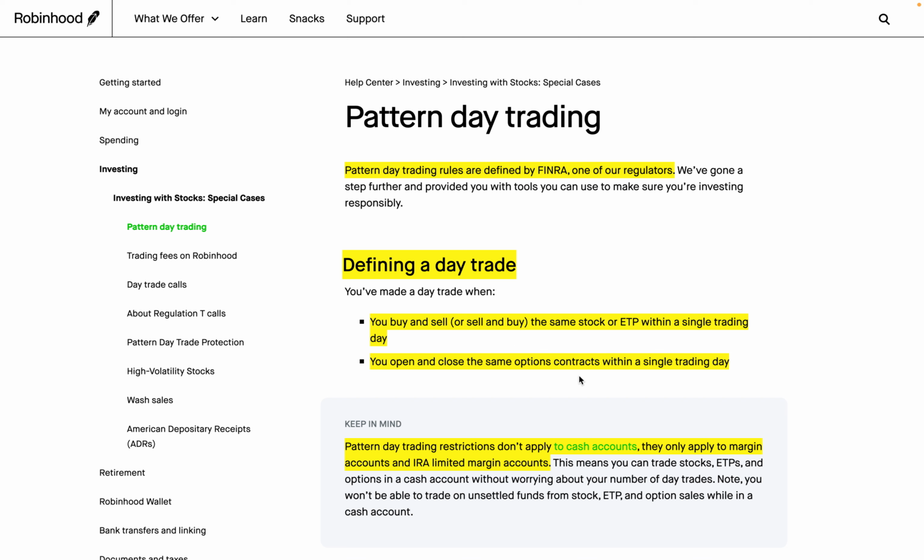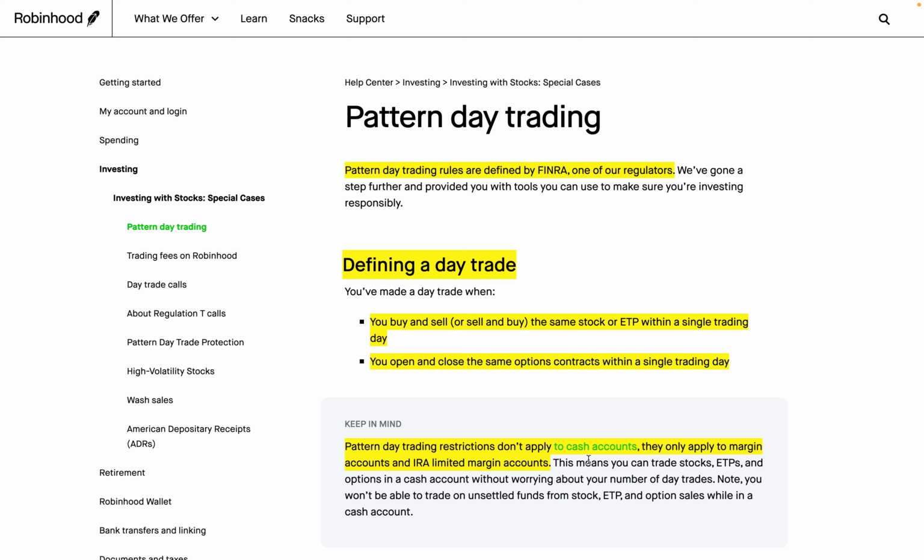Now, let me say this right away: PDT, the pattern day trading rules, don't apply to cash accounts. The biggest issue I see with using a cash account is that you don't have access to level 3 options. That's why a lot of people don't switch over to cash accounts. You don't have access to level 3 option strategies, so that would be iron condors, iron butterflies, strangles, straddles, all those things. All you can do is buy a call, buy a put, sell a call, sell a put.